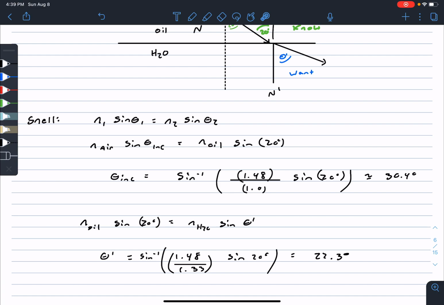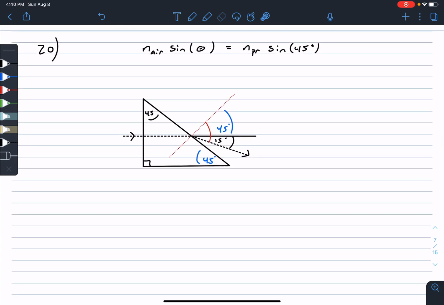Next problem. We're given a diagram. I think it actually does not have a lot of this stuff. This was part of my solution. We're given a diagram that looks something like this, right? And then we're asked to find the index of refraction of the prism. Okay, so what I had done before was I drew a normal to the diagram here, right?